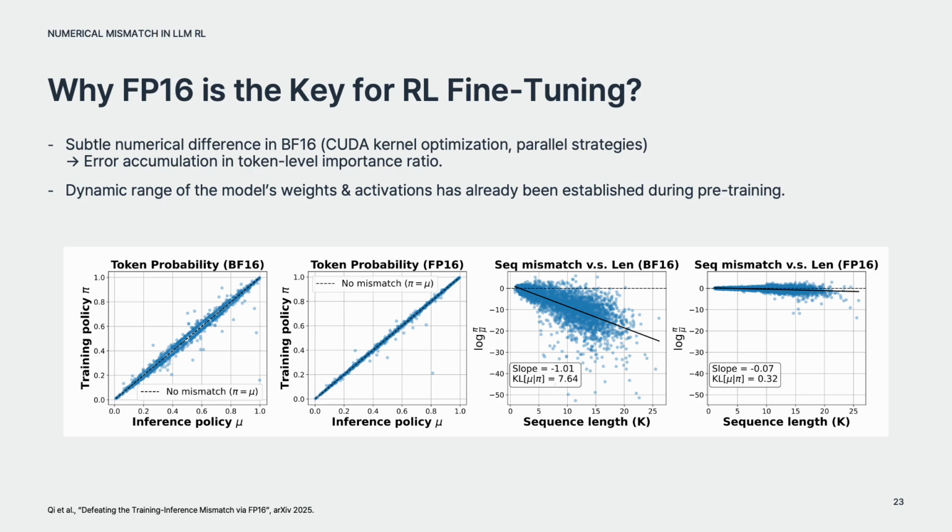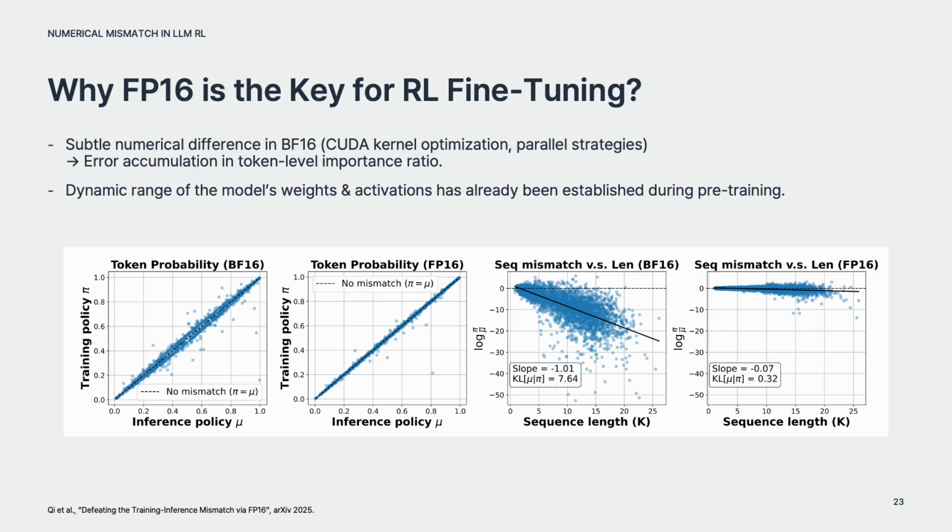To empirically validate the effectiveness of float point 16, the authors present 4 figures illustrating how float point 16 reduces this mismatch. The first 2 figures show scatter plots that match token probabilities recorded under the inference policy and the training policy across multiple runs. Points closer to the identity line indicate smaller mismatch between the 2 policies. As we can see, using float point 16 significantly reduces this discrepancy.